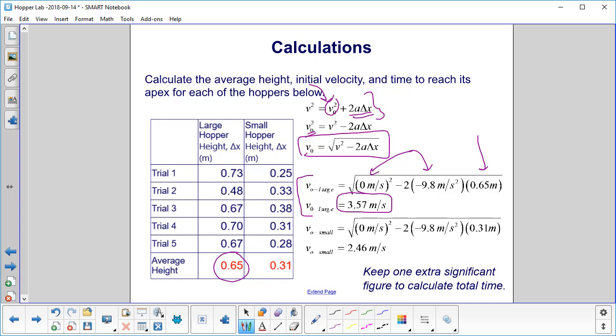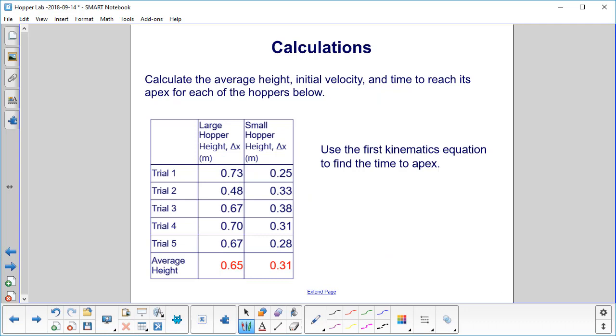Now let's do the small one. Same thing, except we had a different height. It didn't go as high, so you would expect it perhaps to have a lower velocity, and yes, it does. We'll keep one extra significant figure here. We're actually only allowed to have 2. That's the limits of our measurements, but we still want to find total time, so we're just going to keep this intermediate step until we get the total time. Use the first kinematics equation to find the time to apex. So give it a try, and when you're ready, move on to the next slide.